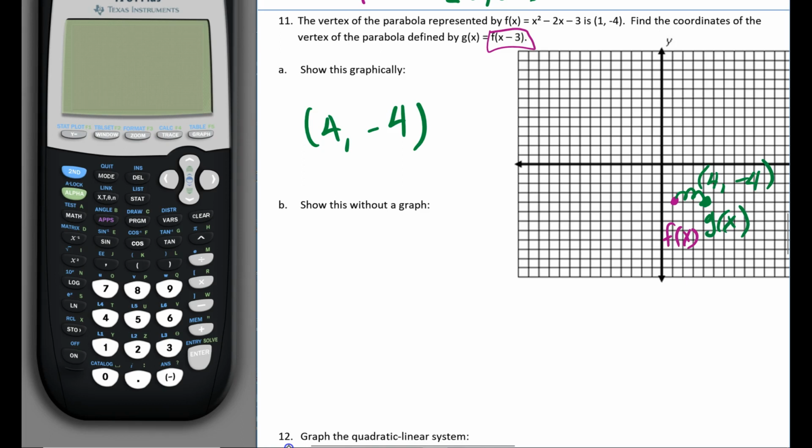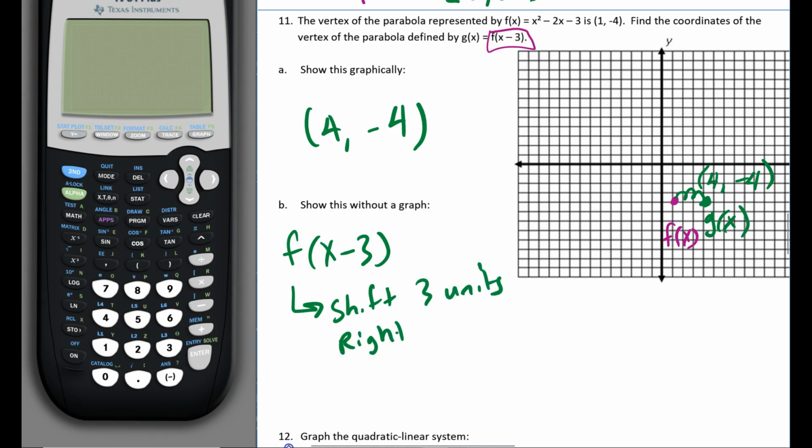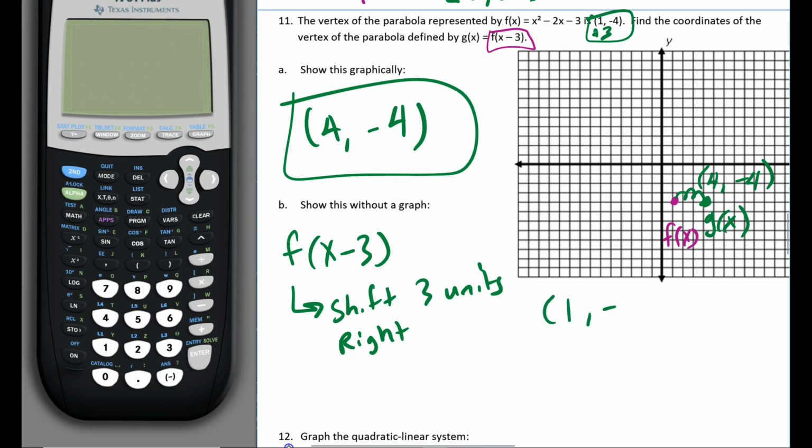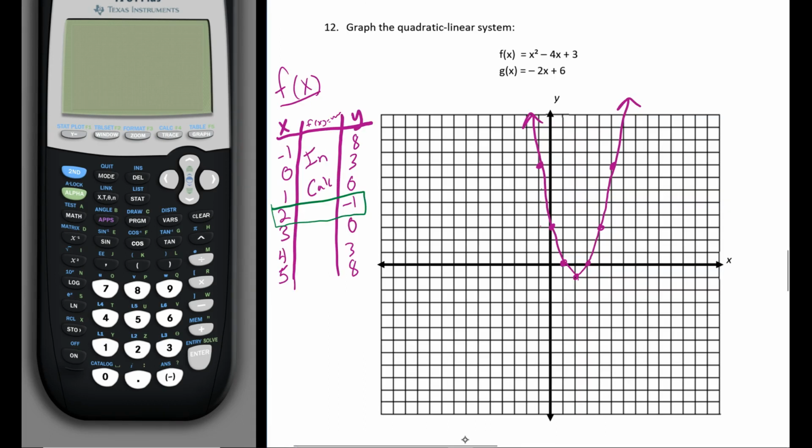To show it without a graph, we could see that f of x minus 3 means shift 3 units right. And in order to shift a point 3 units right, if you look at this vertex and the original vertex, all you have to do is add 3 to the x value. So you can just take (1, -4), add 3 to the x value to show that this would be your new vertex. The reason why the y value doesn't change is because there's no vertical shift here. It's only a horizontal shift.